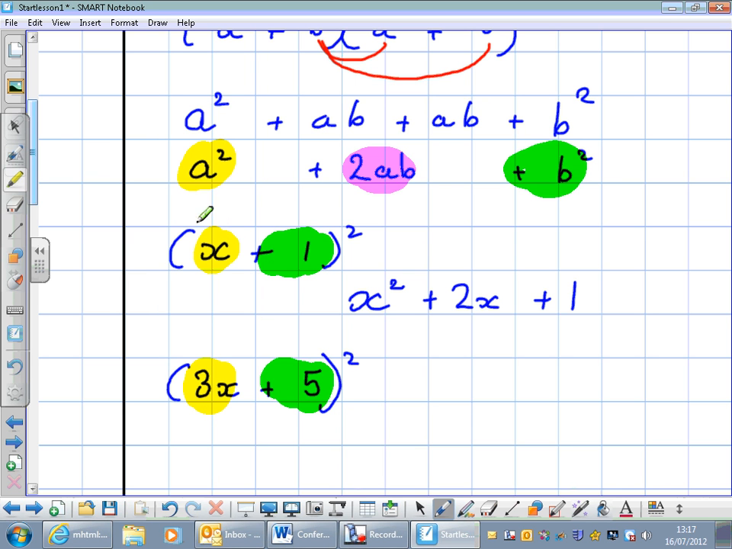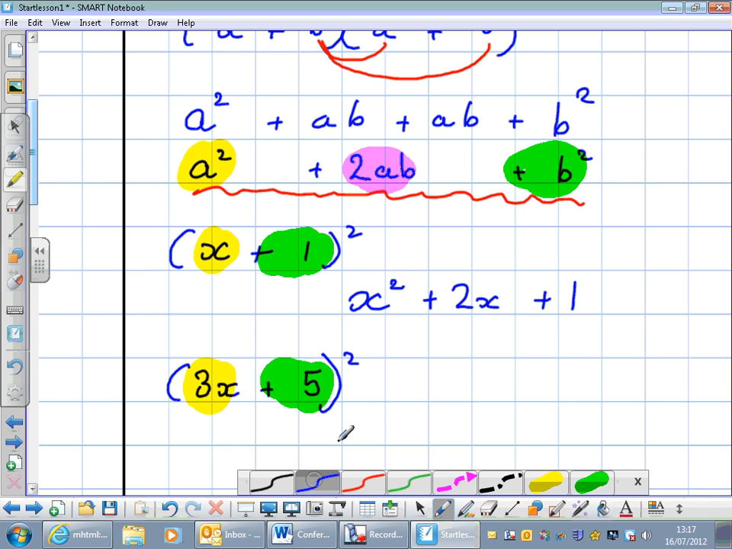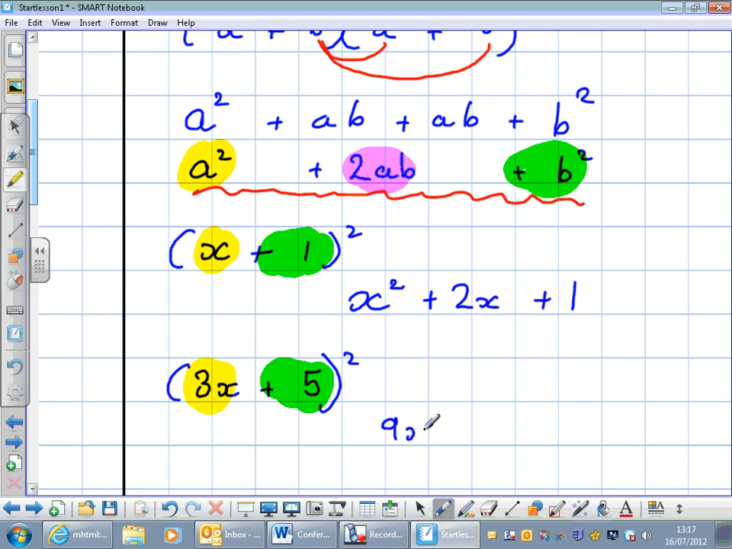So, here is our expansion. It's the first term squared. 3x times 3x is 9x squared. It's the last term squared. And then, it's 2 times the product of the two. ab is the product of the two. 3x times 5 is 15x. Double it, 30x.